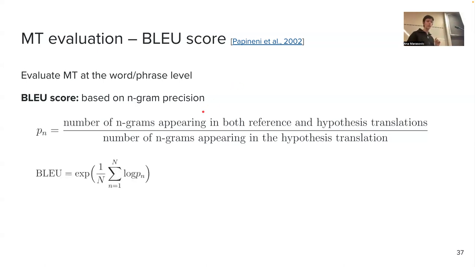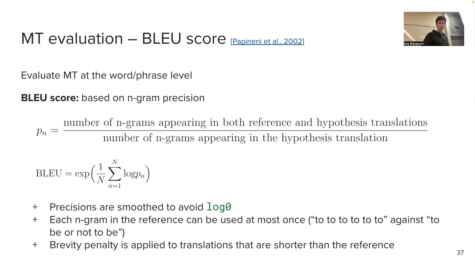This is not the BLEU yet. BLEU is basically the geometric mean of these precisions. You decide that your highest order of n-gram is going to be capital N. You're then going to take the log of these precisions, average them, and then exponentiate, which is basically the formula for a geometric mean. That's going to be the BLEU score.